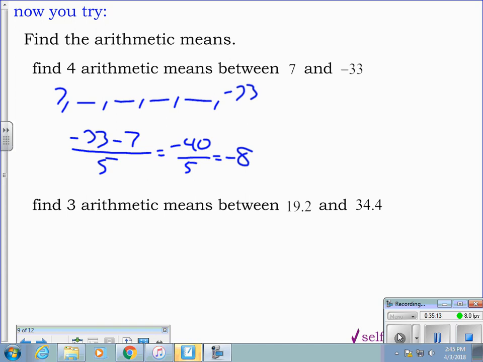So what am I doing? I'm subtracting 8 each time. So 7 minus 8, negative 1, negative 9, negative 17, negative 25, negative 33. Okay?